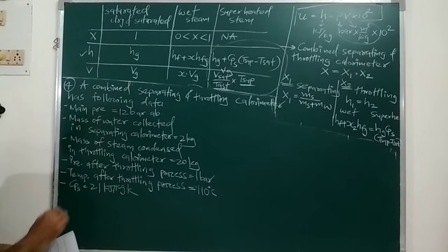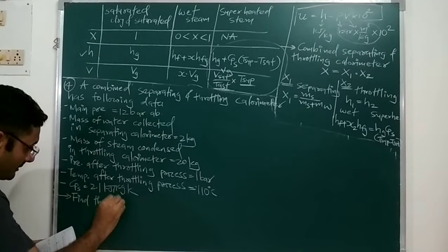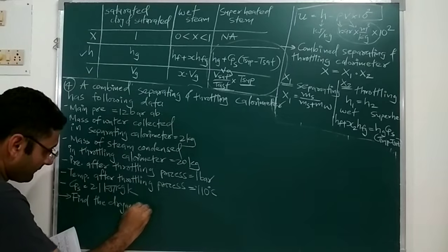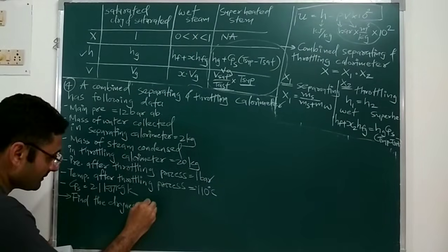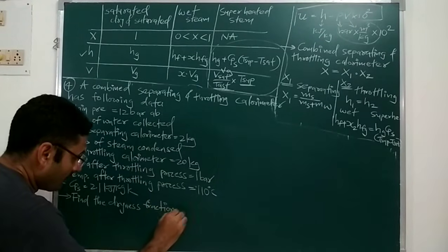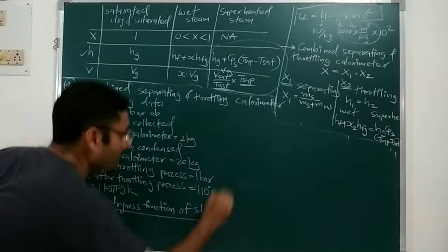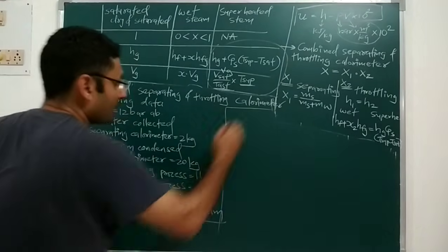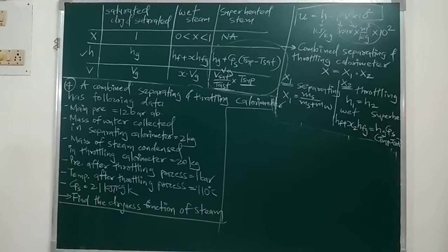And the question is: find the dryness fraction of steam. That is the question. So that is the numerical based on the combined separating and throttling calorimeter. That would be the last numerical.